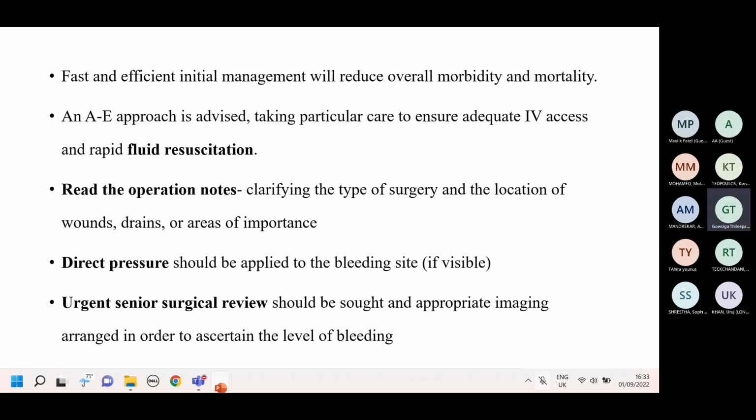And direct pressure should be applied to the bleeding site if it is a visible site or on the upper extremities. And an urgent senior surgical review should be sought, and appropriate imaging arranged in order to ascertain the level of bleeding. Yes. Next slide, please.